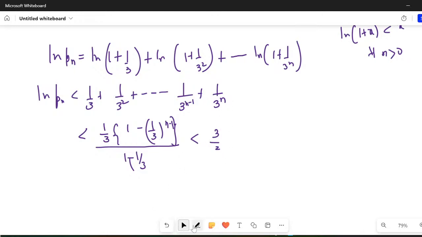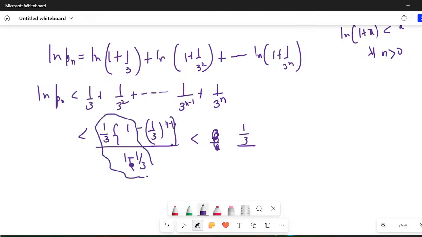So it would be less than, in any case, because if you just think about this, even if I take n tending to infinity, it is getting subtracted by something. So if I just take this particular quantity, it would be 1 upon 3 divided by 2 by 3. I think it would be less than 1 upon 2. So in any case, I can say that this would be bounded.